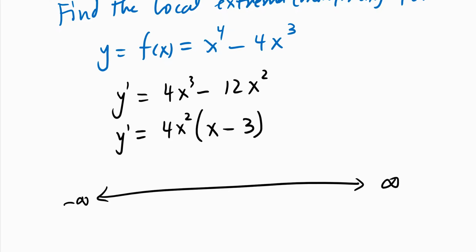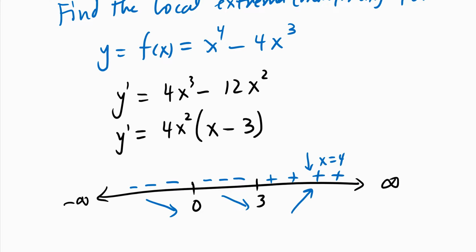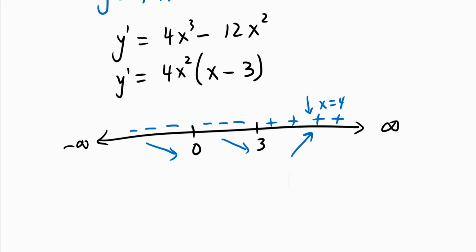We see 0 is one of them and 3 is the other one. Testing points as before. So let's say I'm going to pick x equals 4. Substitute in. That will give me positive. If I pick 2, that will give me negative. If I pick negative 1, that will also be negative. So it's going down, down, and up. So notice that change in the sign.